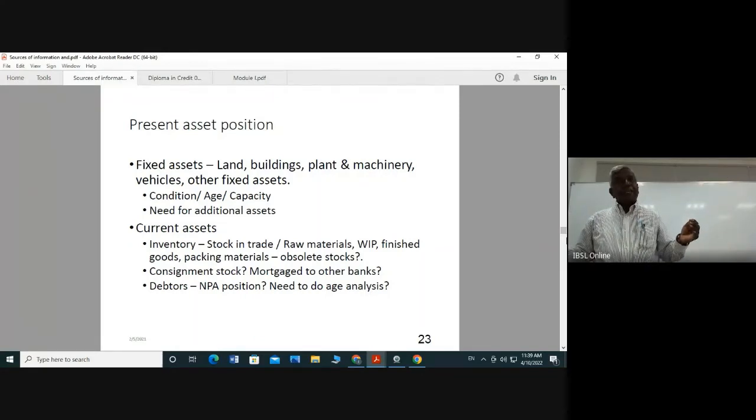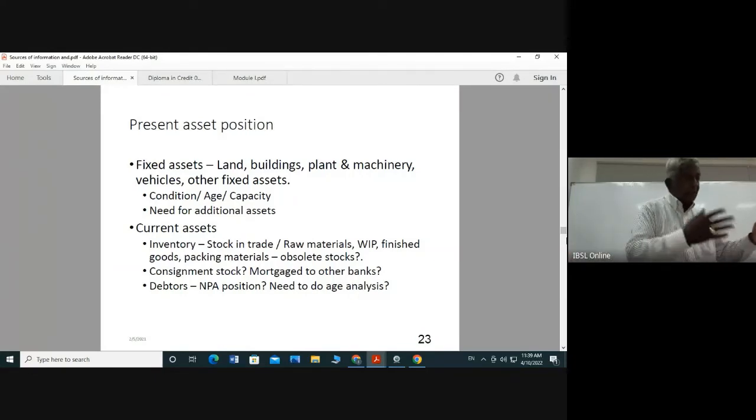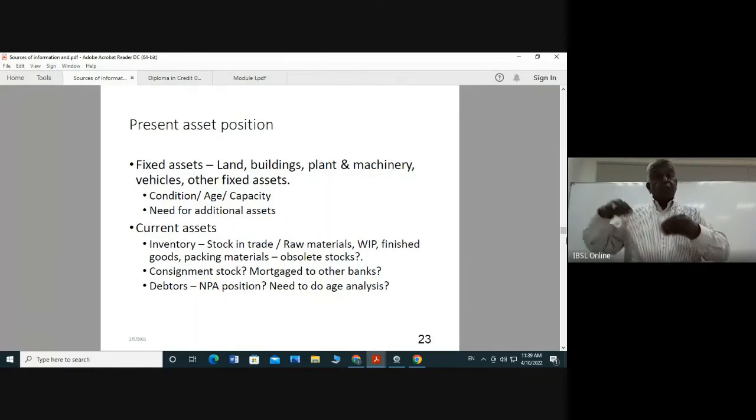When we say stock in trade, that is stock for trading purposes: sugar stock, flour stock, rice stock, maybe onion stock or chili stock. So stock of raw material, stock of work in process, stock of finished good, we call it inventory. American English, inventory. And then there may be packing material, collectively inventory. And then there may be obsolete stock.